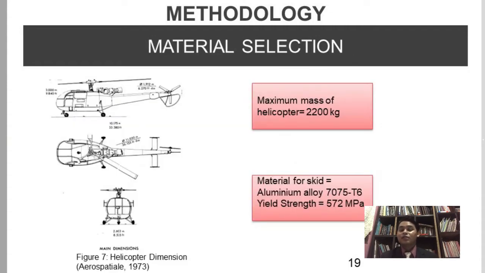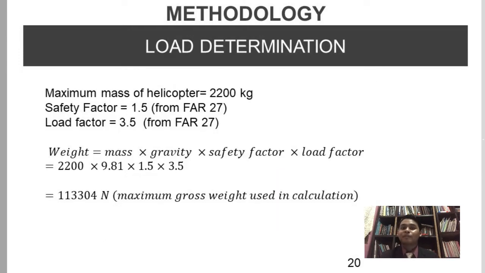Okay, figure 7 shows the helicopter configuration, and you can see that it has a maximum mass of 2200 kilograms. After doing the literature review, it was found that the most suitable material to use is aluminium alloy 7075-T6, which has a yield strength of 572 MPa.